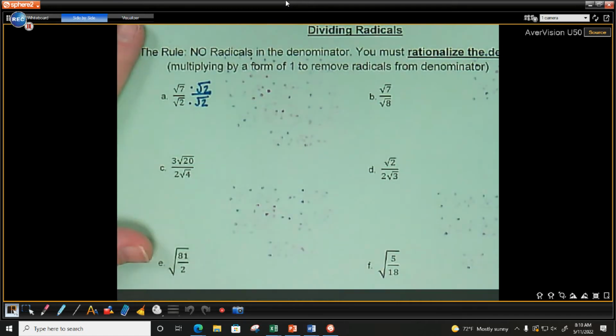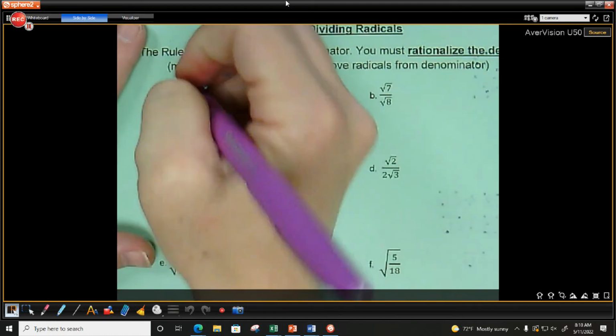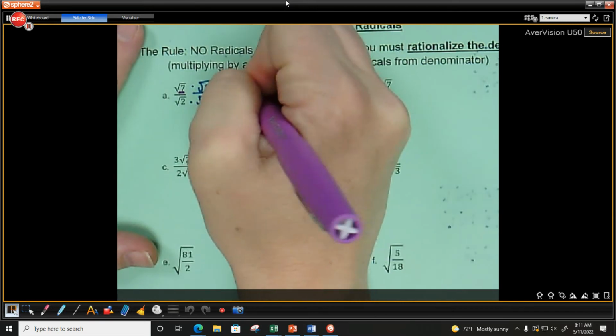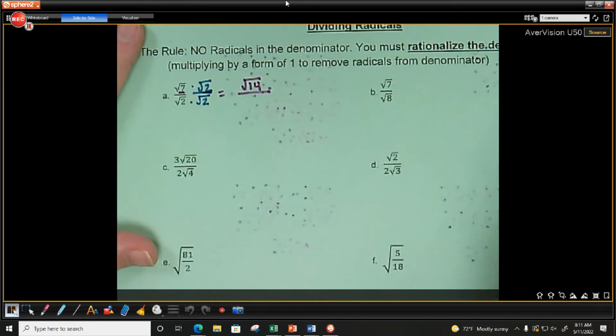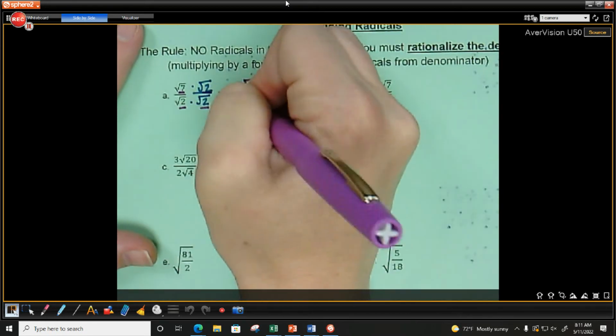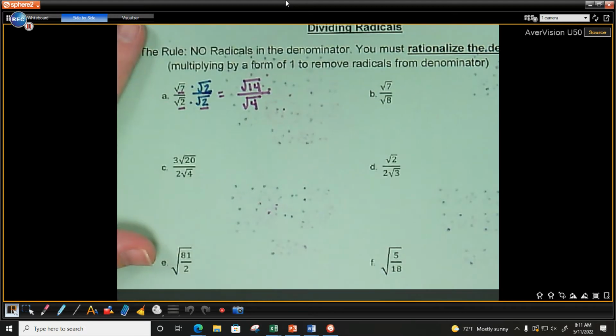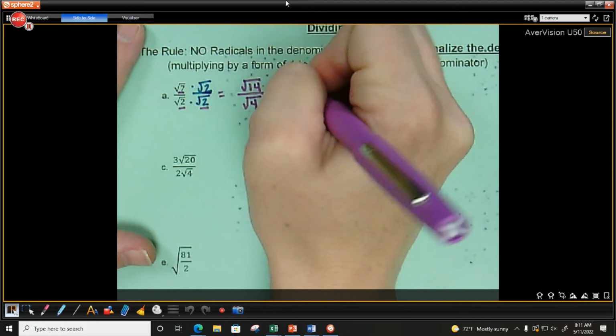Okay? So, 7 times 2 is, so this becomes root 14, over 2 times 2 is 4, so root 4. We're not done. Is 14 divisible by a perfect square? The only perfect squares smaller than 14 are 4 and 9. 14 is not divisible by 4, and 14 is not divisible by 9. So I cannot simplify the square root of 14. It stays square root of 14.